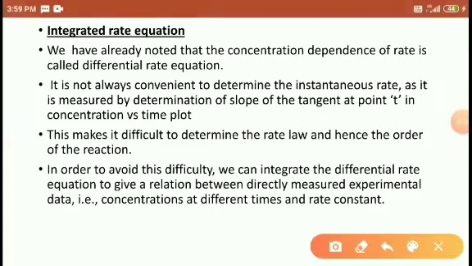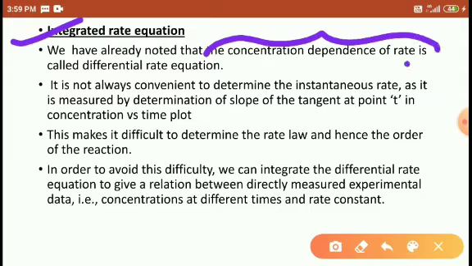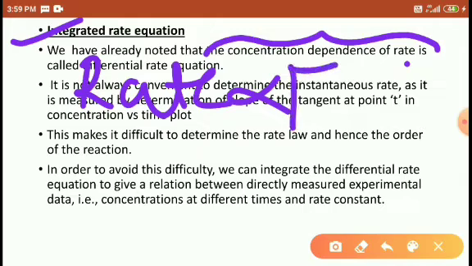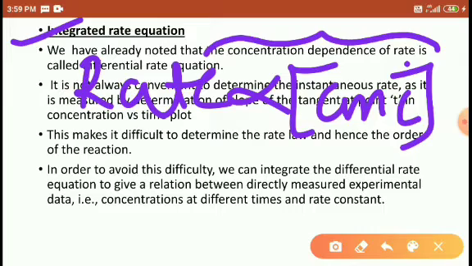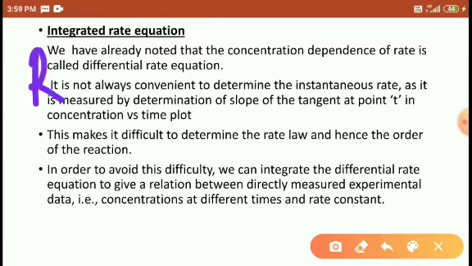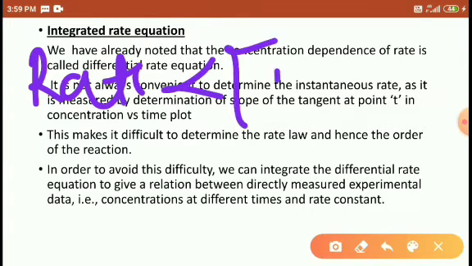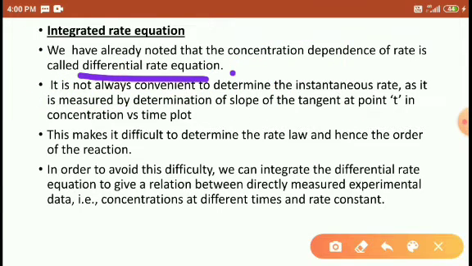Okay students, the topic is the integrated rate equations. We have already noted that the concentration depends upon the rate, because the rate is directly proportional to the concentration of reactant. Right, we have already noted that in the last topic we discussed. So this is also called a differential rate equation.